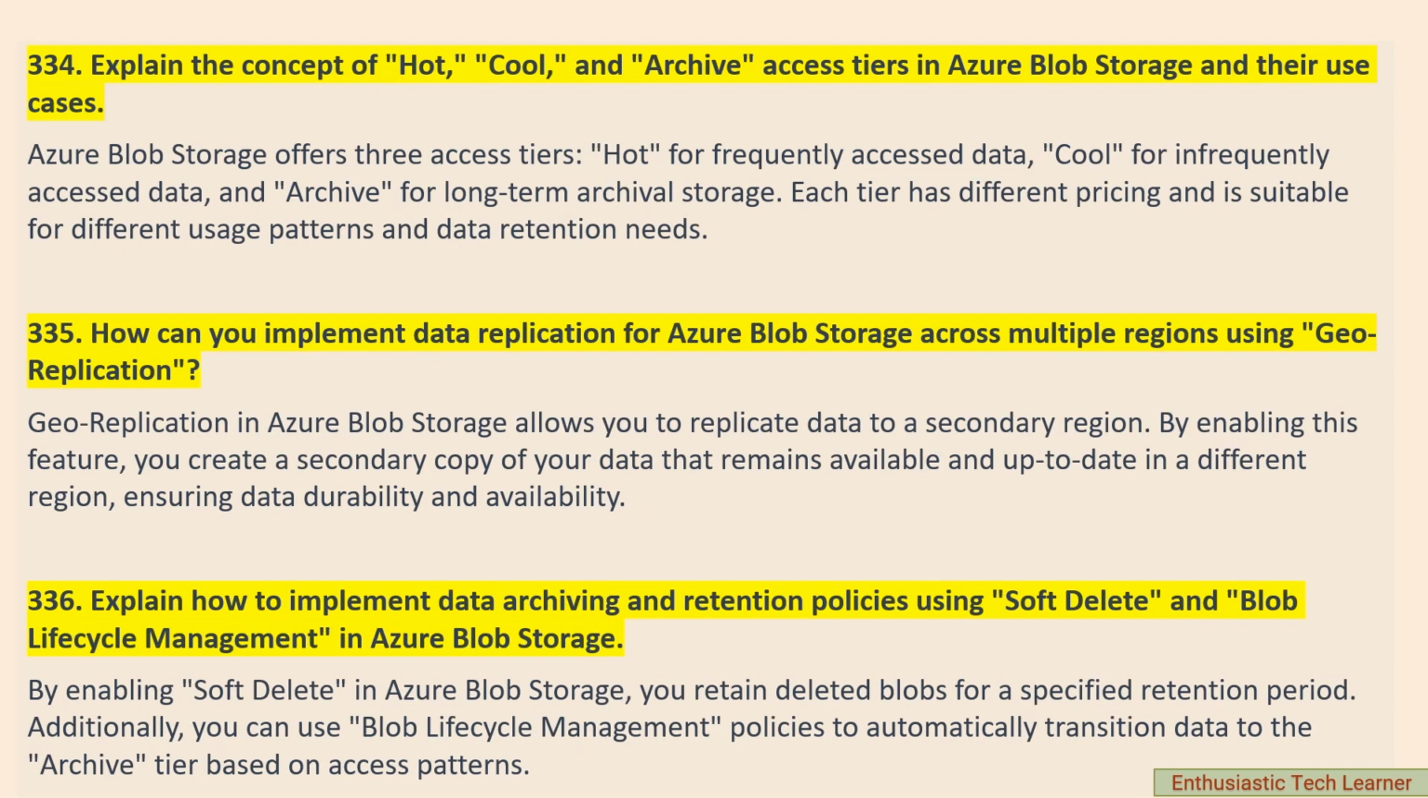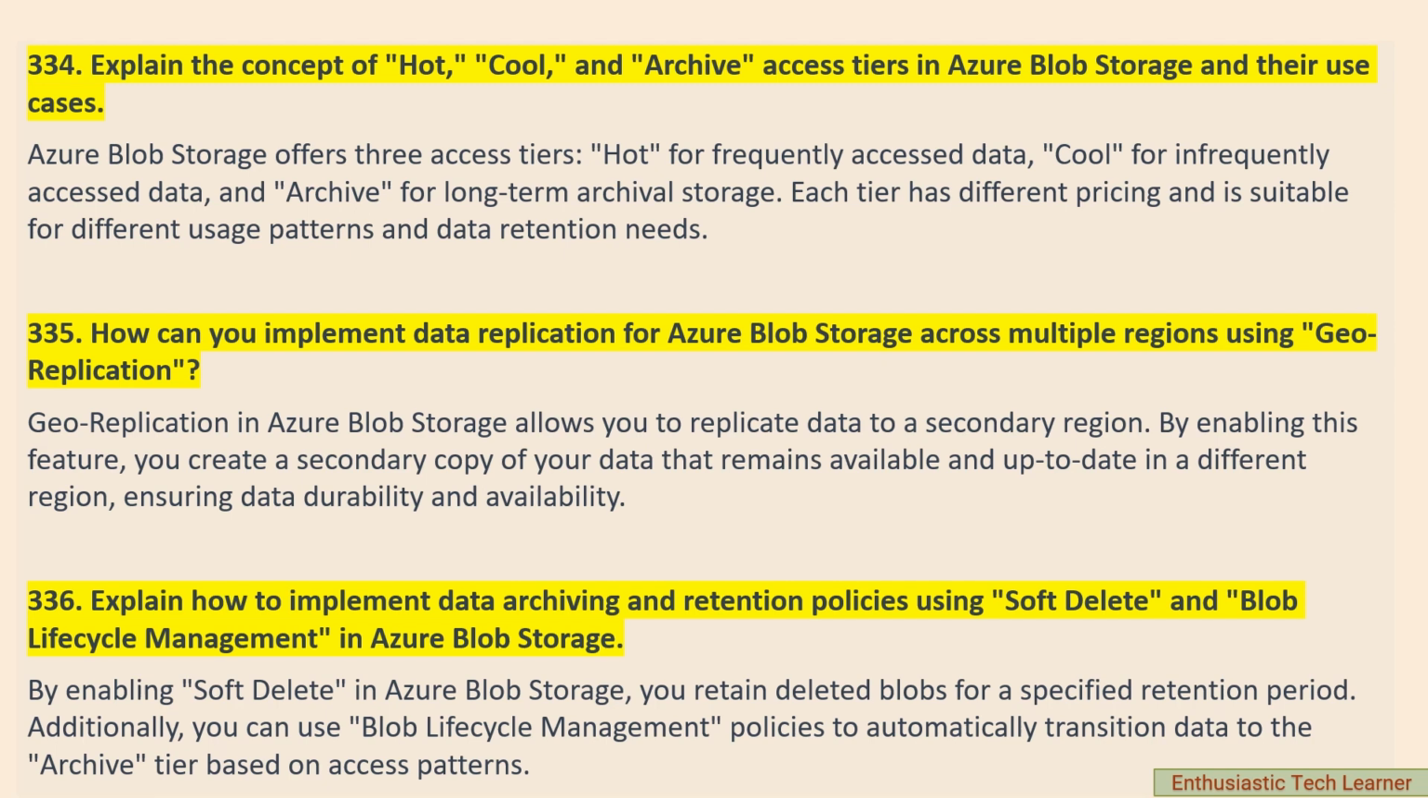Explain the concept of hot, cool, and archive access tiers in Azure Blob Storage and their use cases. Azure Blob Storage offers 3 access tiers: hot, for frequently accessed data; cool, for infrequently accessed data; and archive, for long-term archival storage. Each tier has different pricing and is suitable for different usage patterns and data retention needs.